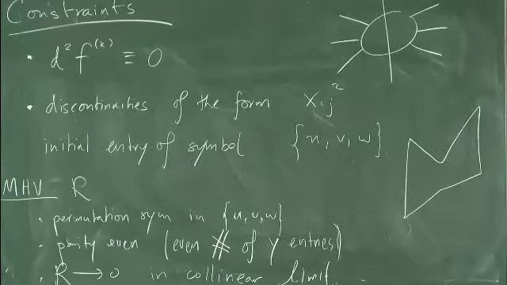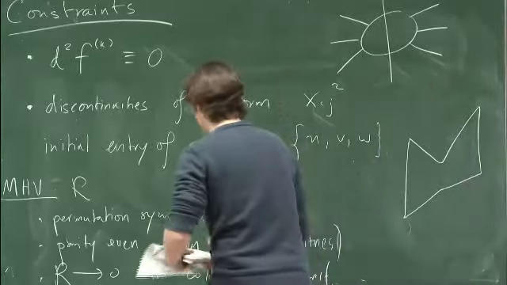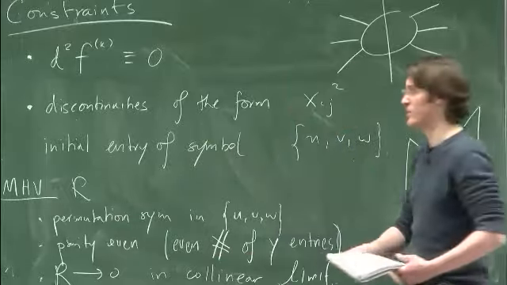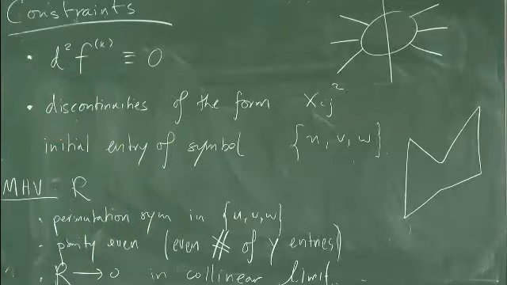And then there's an additional constraint that we employ. Well, we don't have to employ. We can analyze the consequences with and without it. But let me go here. We had a constraint on the initial entry of the symbol.